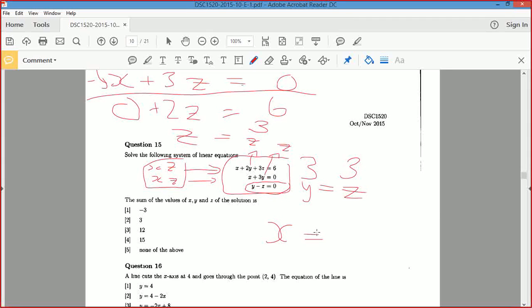So what is x equal to? Final answer? So it's going to be 6 plus 9 minus 6. So it's going to be x equals 9. Minus 9. Yeah. Option 1. Okay, they said sum up all the values, so minus 9 plus 3 is minus 3. Yes. Okay.